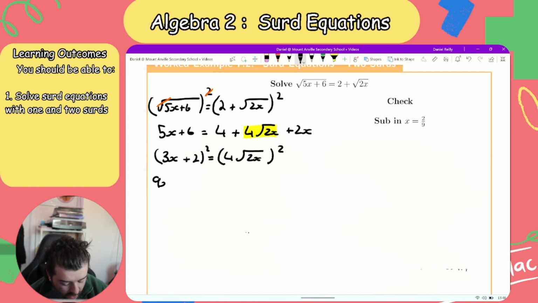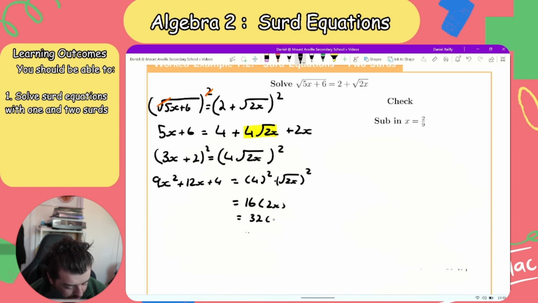This is going to work out to 9x squared plus 12x plus 4. And this is going to work out to 4 squared times root 2x squared, which is 16 times 2x, which is 32x. So 9x squared plus 12x plus 4 equals 32x. Now you solve this quadratic, so bring everything over to the left. 9x squared minus 20x plus 4 equals 0.